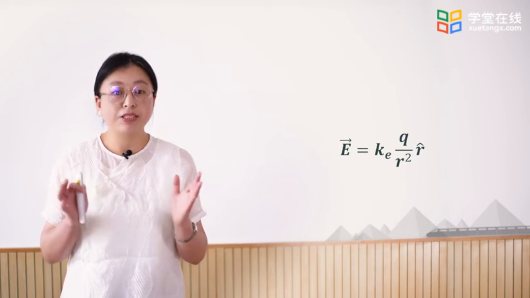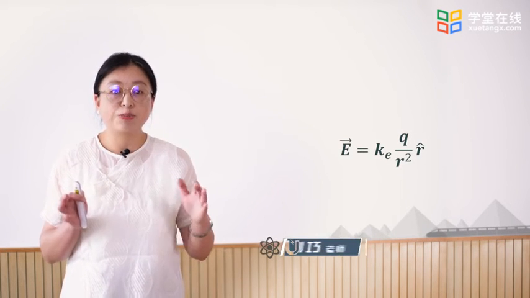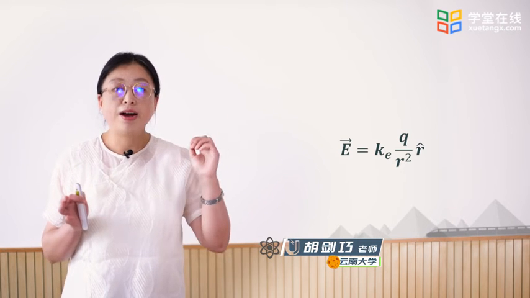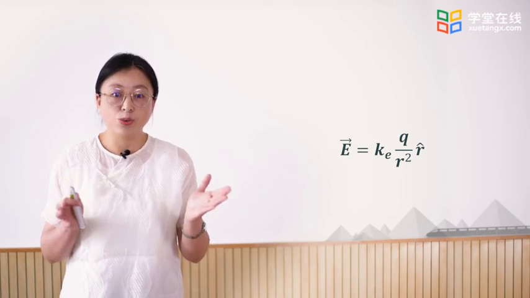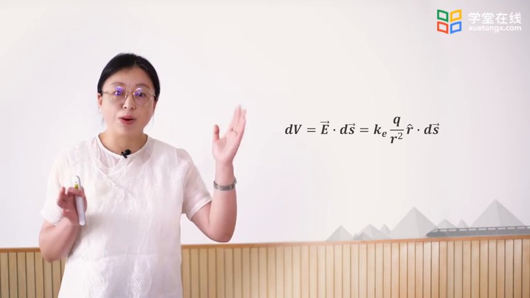As discussed earlier, at any point in space, the electric field due to a positive point charge Q is expressed by this equation, where r hat is a unit vector directed radially outward from the charge. To find the electric potential at a point located a distance r from the charge, let's begin with the calculation of the potential difference. We substitute vector E by this one.